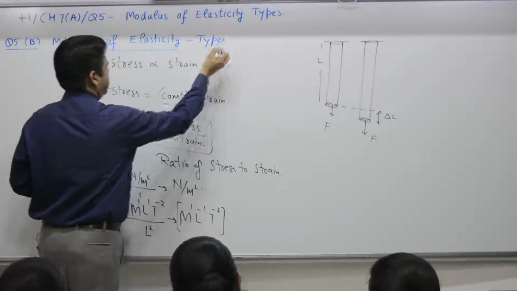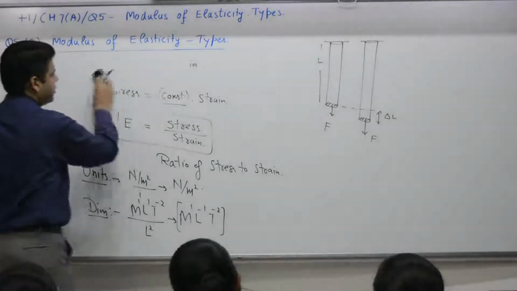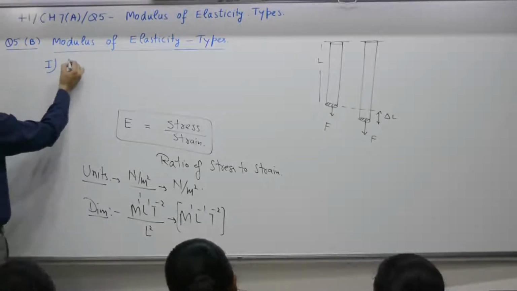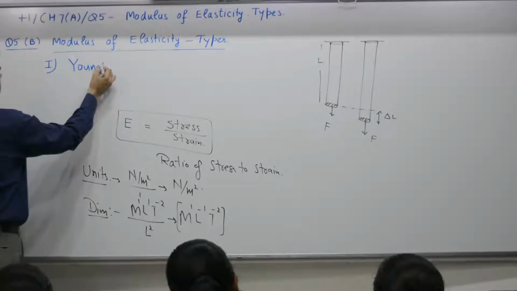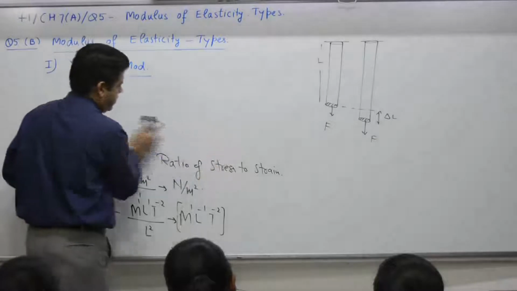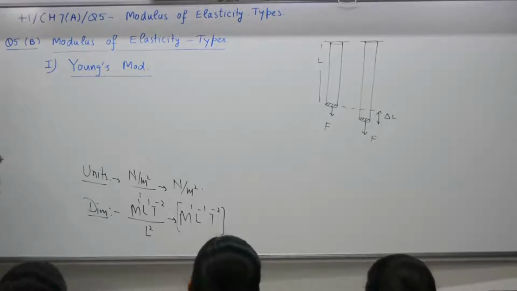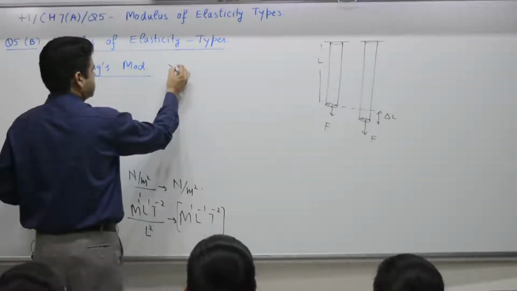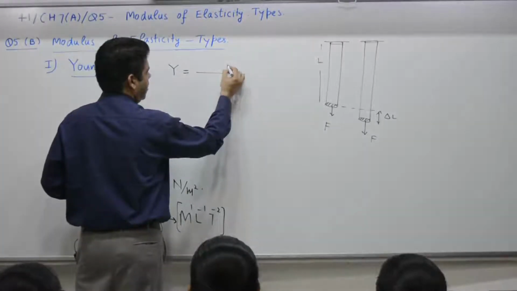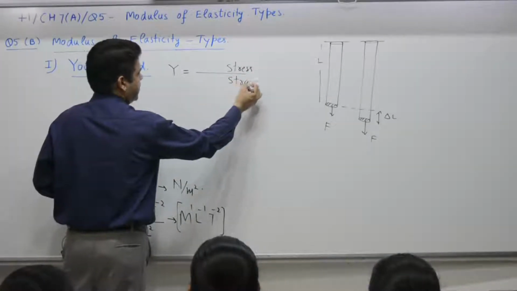B part is what? Types of modulus of elasticity. First one in this category is Young's modulus. How do you define Young's modulus? Young's modulus, symbol Y, is equal to what? What type of stress? It is the ratio of stress to strain.